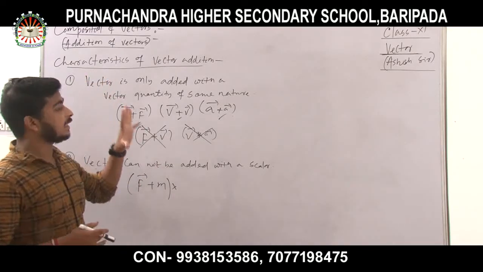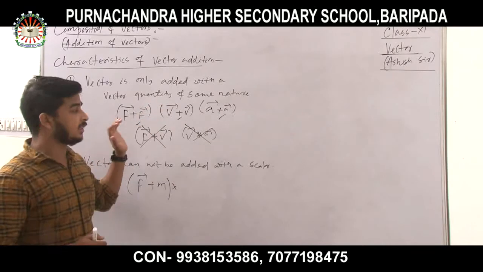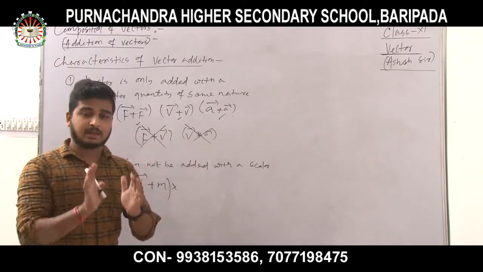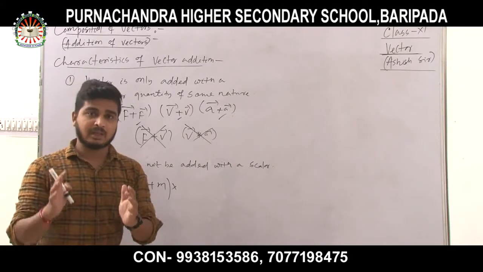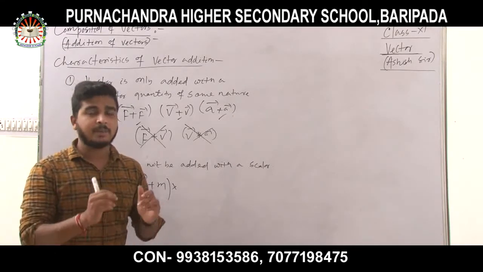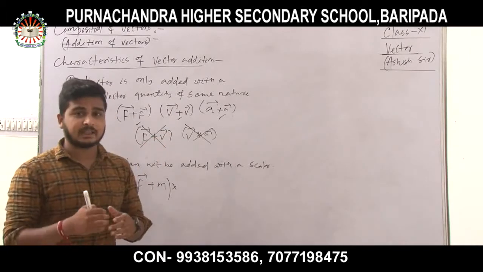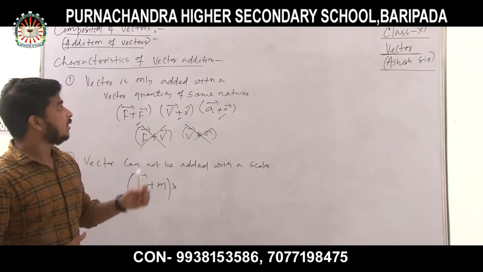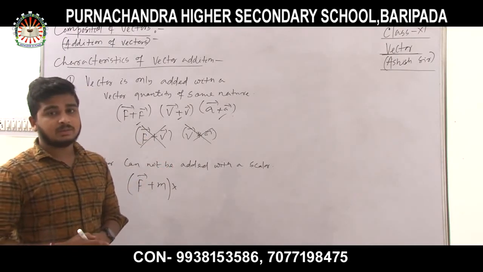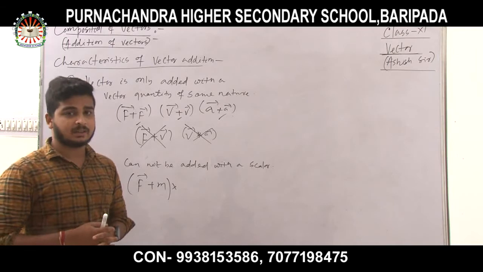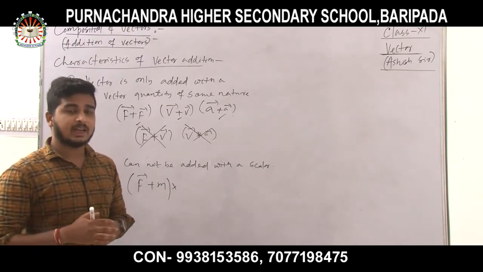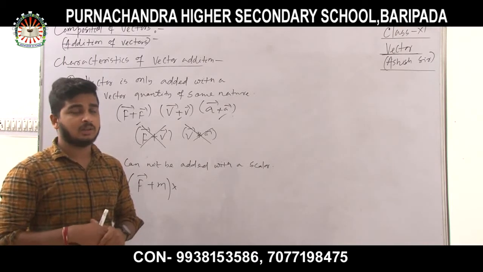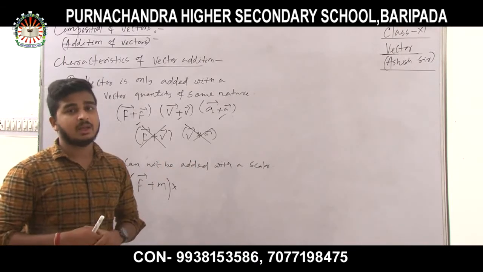Just remember the characteristics of vector addition. A vector is only added with another vector of the same nature, and a vector cannot be added with a scalar, or you can say a scalar cannot be added with a vector. So these are the basic characteristics possessed by vector addition. Now, there are three types of vector addition laws.